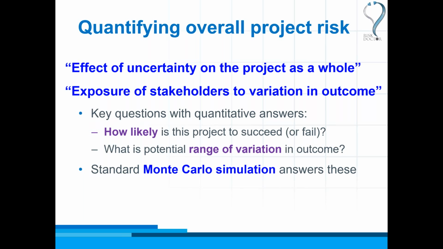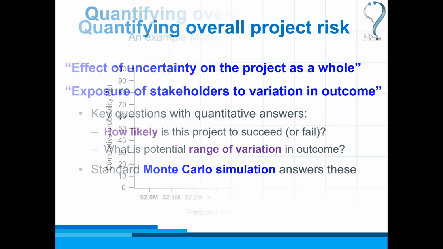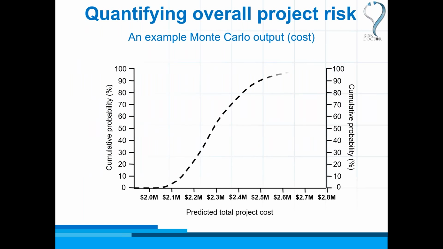How can you know how likely the project is as a whole to succeed? And how can you know what the range of possible variations is in the project outcomes, say in the budget or in the delivery date or in the performance parameters? So how would Monte Carlo simulation help you to do that? Let me show you a standard Monte Carlo simulation output.